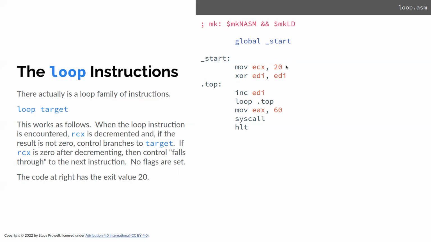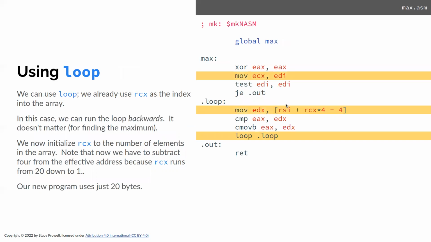If I set ECX to 0 here and I came into this loop, I would immediately decrement it, making it some huge value because of underflow, and I would go in this loop a ridiculous number of times because of that. I always decrement and then test it for 0. Okay, we can use loop in our program.